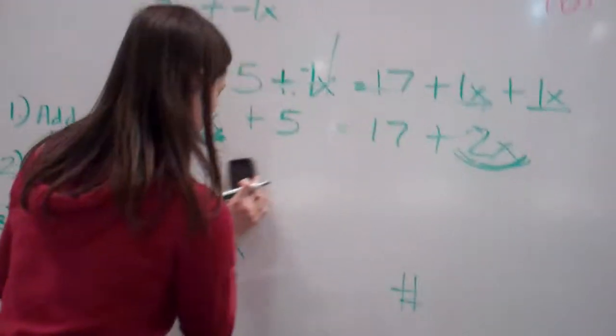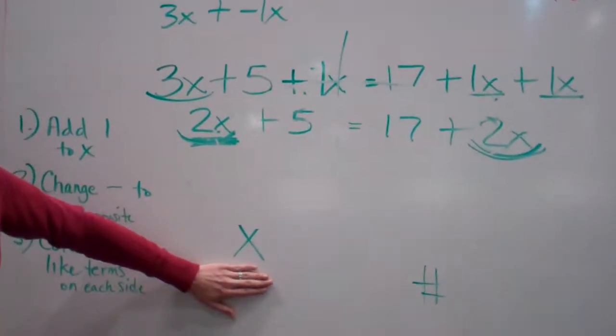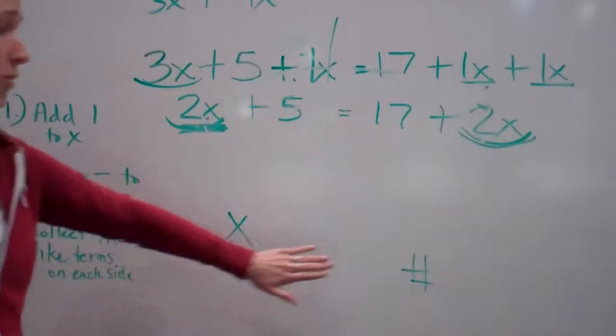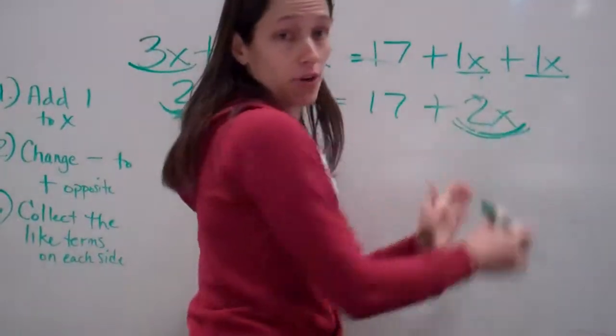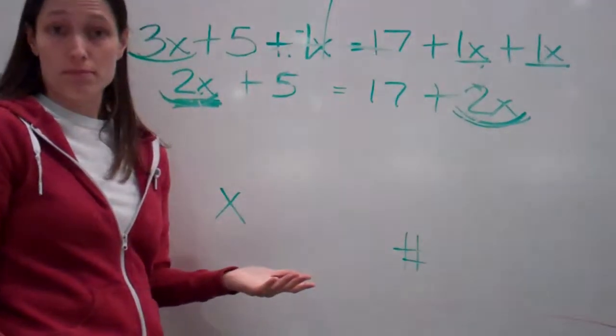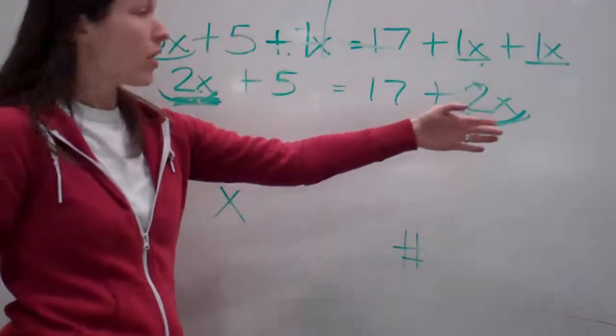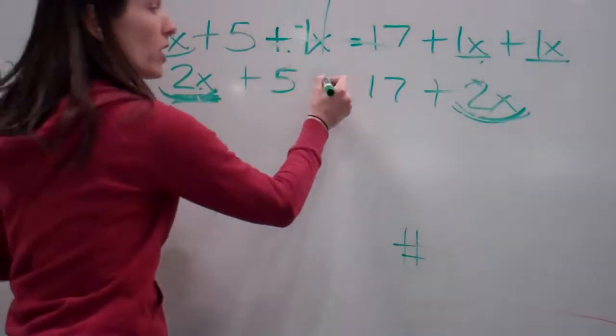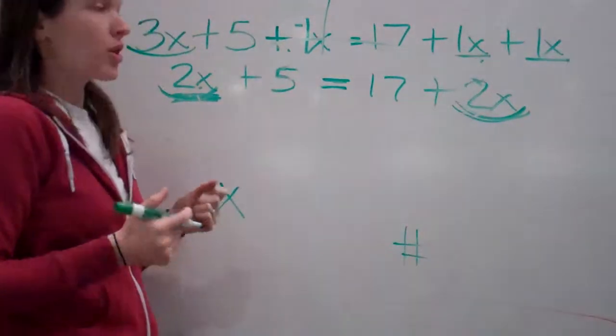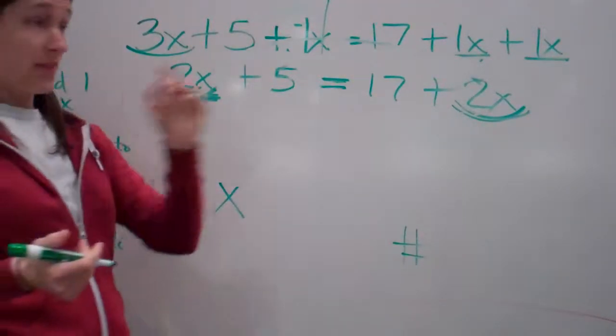I'm going to erase this from here out, okay? So I'm wanting all my x's on this side, Gracie, and I'm wanting all my numbers on this side. Well, right now I have an x here and an x here. So I need to move one of them. I can either move this one here, or I can move this one here. But either way, I need them all to be on one side of the equal sign. So which one do you want to move? This one?